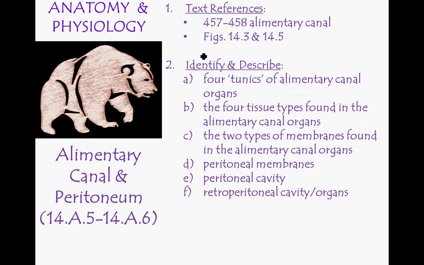So you should be able to here identify the 4 tunics, and again, those tunics involve the different types of connective tissue, epithelial tissue, muscular tissue, and nervous tissue. The 4 tissue types found in the alimentary canal, right? The 2 types of membranes that are found in the alimentary canal organs being mucous and serous membranes, describing them a little bit. Talking about the serous membranes, specifically the peritoneal membranes, and then the peritoneal cavity, right? And then describing and identifying some organs that are retroperitoneal and what that means.